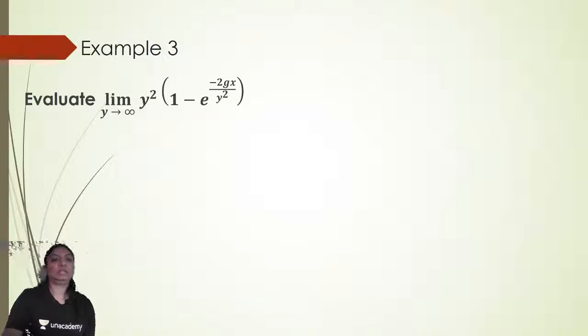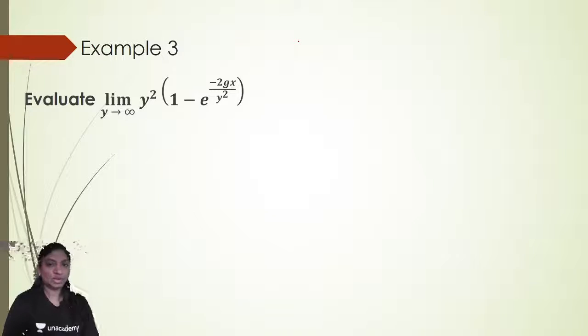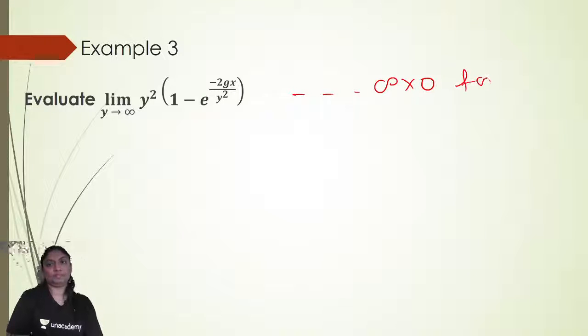Now let's check. Evaluate the limit as y tends to infinity of y square into 1 minus e raised to minus 2gx upon y square. This is a totally different example. Now, as y tends to infinity, e raised to minus infinity is 0. So here we have infinity into 0 form. Are you getting it? Infinity into 0 form.